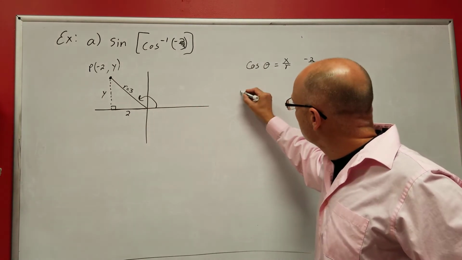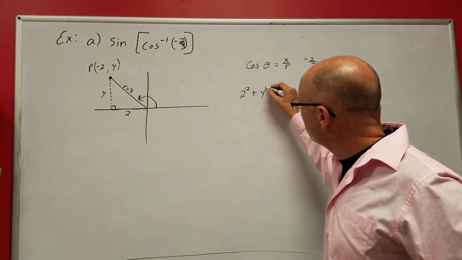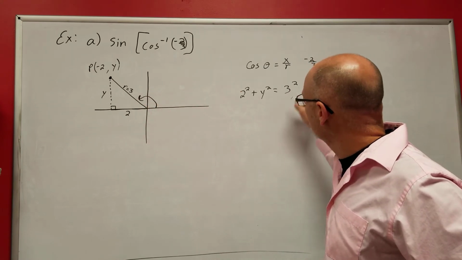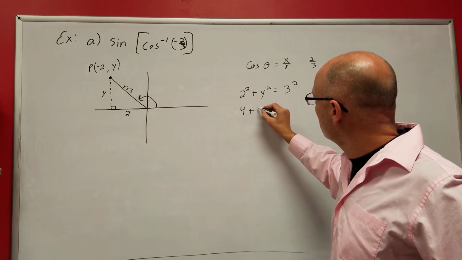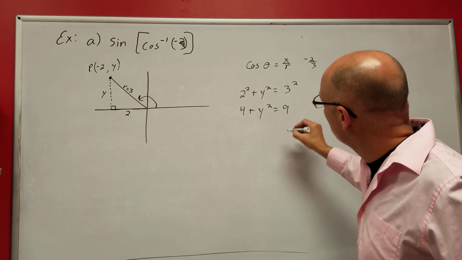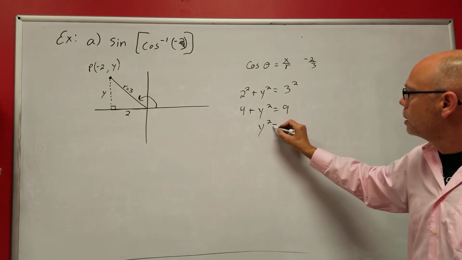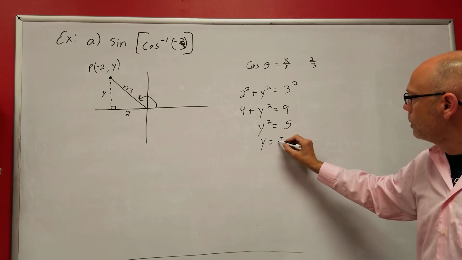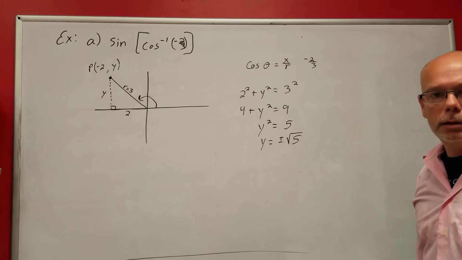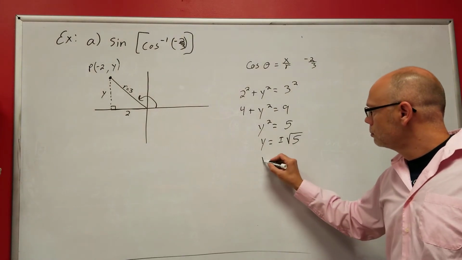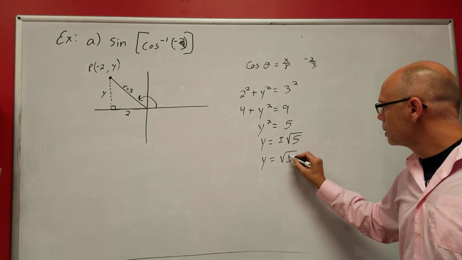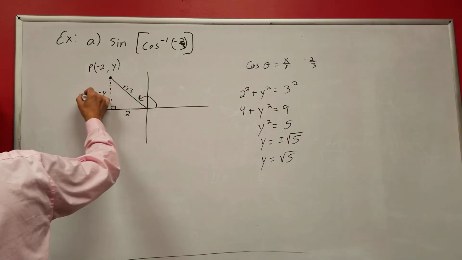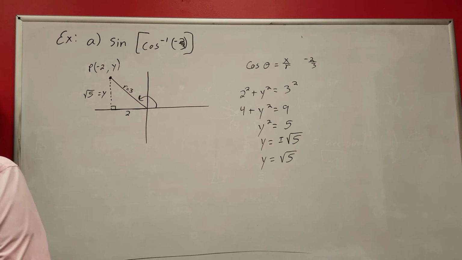I say 2 squared plus y squared is equal to 3 squared. So that gives me 4 plus y squared is equal to 9. So y squared is equal to what? 5. So y is equal to plus or minus the square root of 5, right? If I'm looking at it as a triangle, it's going to be square root of 5. So this y value is square root of 5, right?